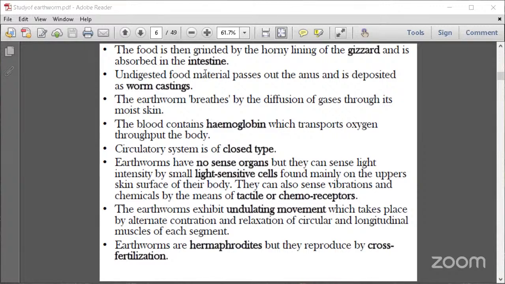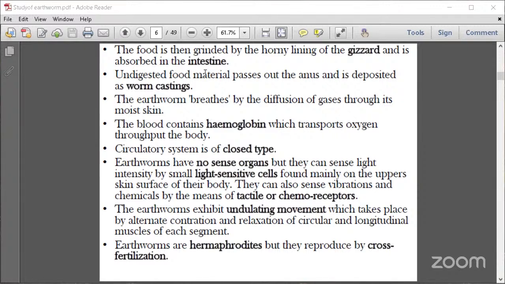The earthworm breathes by diffusion of gases through its moist skin. The blood contains hemoglobin, which transports oxygen throughout the body. Basically, the circulatory system is of a closed type. Earthworms have no sense organs, but they can sense light intensity by small light-sensitive cells found mainly on the upper skin surface of the body. They can also sense vibrations and chemicals by means of tactile receptors or chemoreceptors.